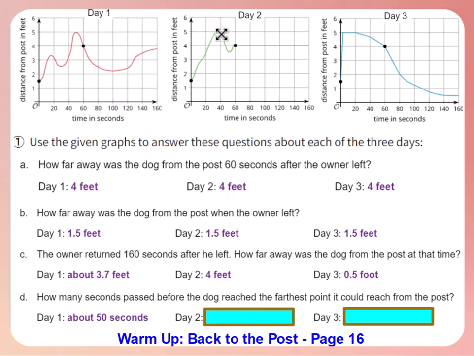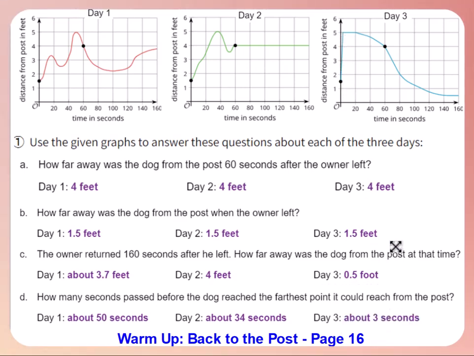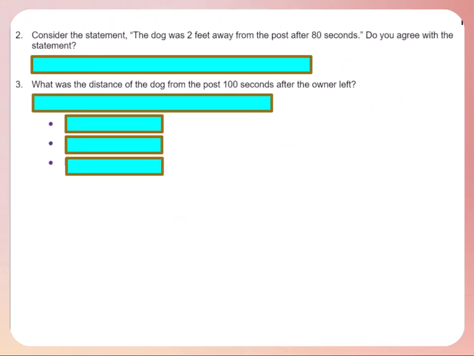All right, the peak on day 2 is somewhere between 20 and 40, closer to 40. And I said 34 seconds, just an estimate. On day 3, the dog went quickly to 5 feet, and that was just a few seconds out, so I put 3 seconds. Now you can vary by a few seconds, but you've got to stay within what is reasonable and what's appropriate.